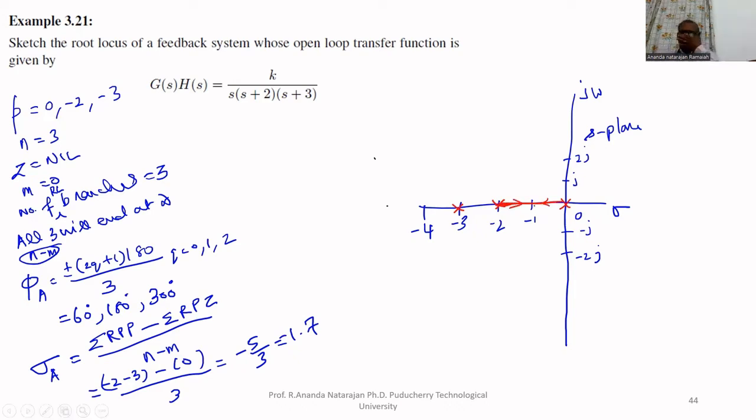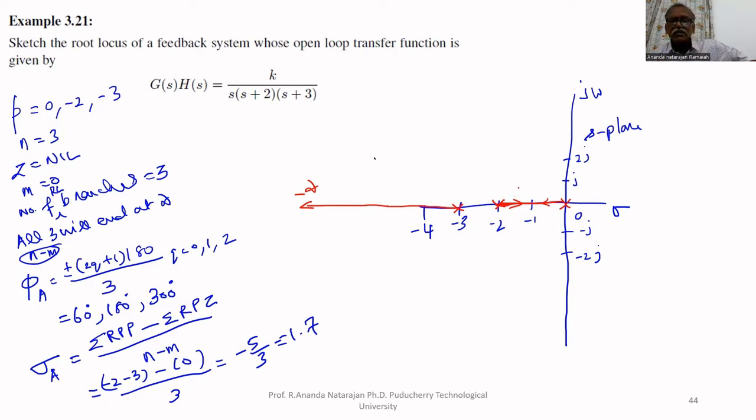Definitely, there will be a breakaway point. If you select any point between -2 and -3, it is not part of root locus because to its right there are an even number of poles and zeros. If you select any point after -3, it is part of root locus because to its right there are an odd number of poles and zeros, up to -infinity. So -1.7 is sigma A.